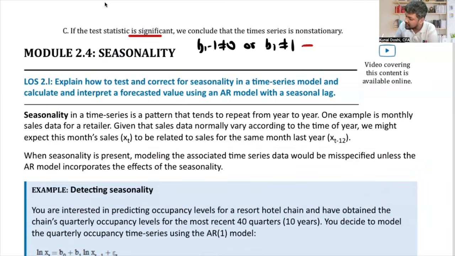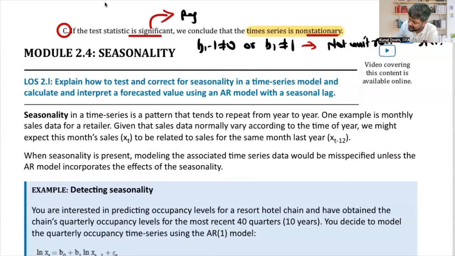If this is the situation, then it is not a unit root. And if it is not a unit root, I can say the model is covariance stationary. I can very much use the model. So if the test statistic is significant, our conclusion will be we reject the null. And, guys, do we conclude that the time series is non-stationary? No, we rather conclude that the time series is stationary, because when I say it is significant, it means we reject the null. Are you with me, everyone? Clear.